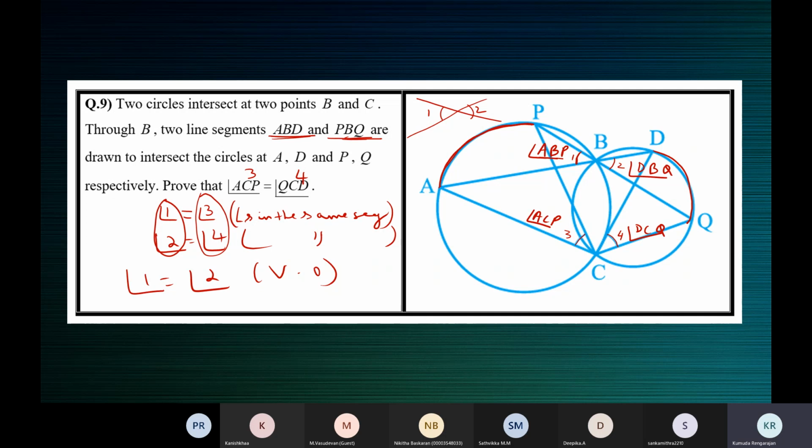Angle 1 is equal to angle 3. Angles in the same segment of a circle are equal. 2 is equal to 4. Same in the other circle, angles in the same segment of the circle are equal. But 1 and 2 are equal angles. Angle 1 is in one circle, 2 is in the other circle. But they're equal because they're vertically opposite angles. So from these three results, if 1 is equal to 2, then 3 is equal to 4. So we proved that angle 3 is equal to angle 4.